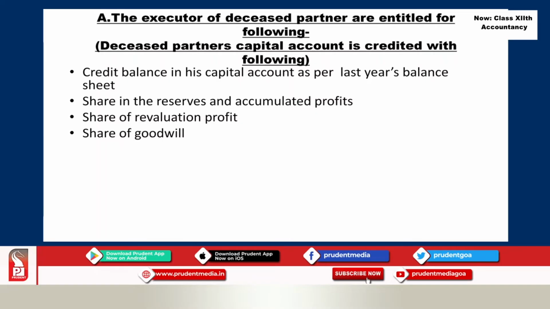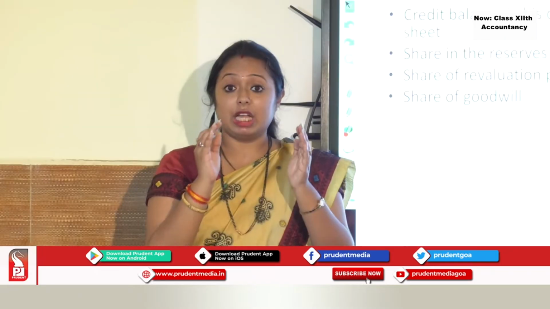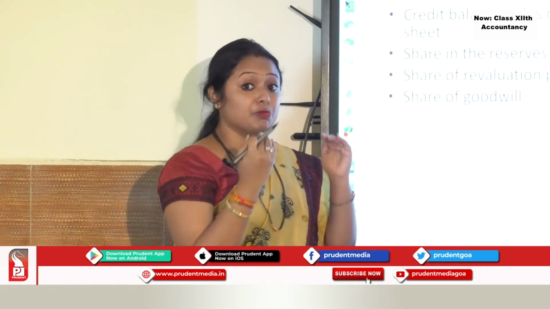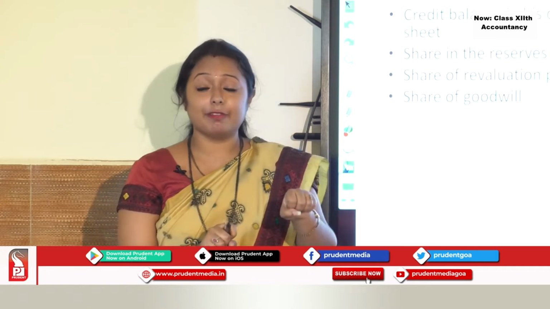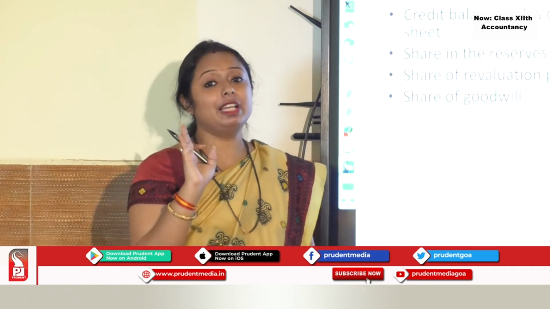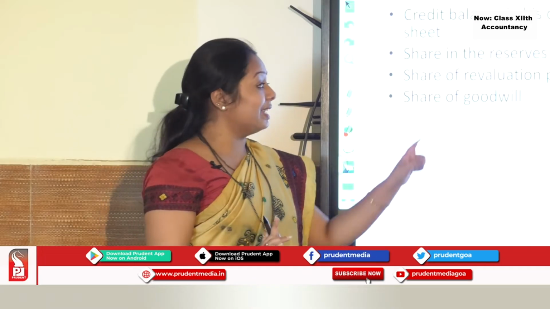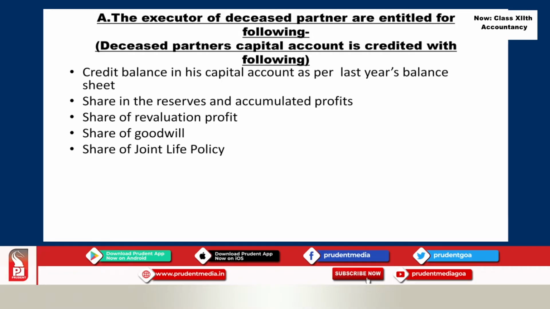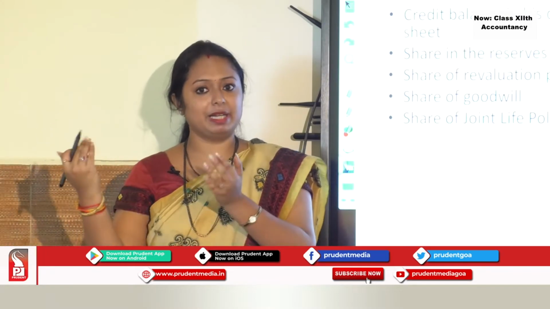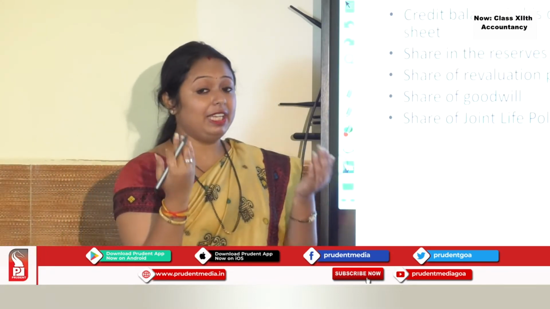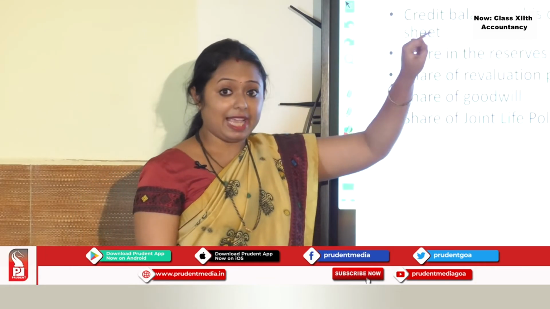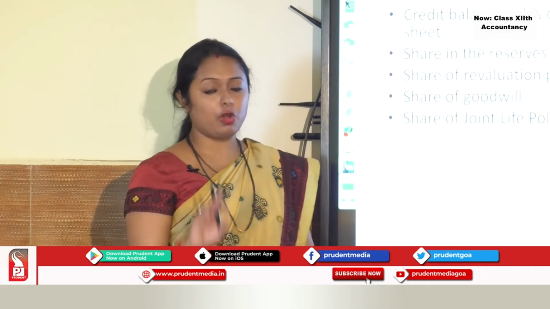Next, share of goodwill. This is very important. Even if the deceased partner is not alive now, he has put efforts in bringing up the goodwill of the firm. So he is also entitled to a share of goodwill. Next one, share of joint life policy. If the firm has assured the lives of the partners by taking a joint life policy, and the deceased partner is not alive, who is entitled? His executor is entitled to a share of joint life policy.